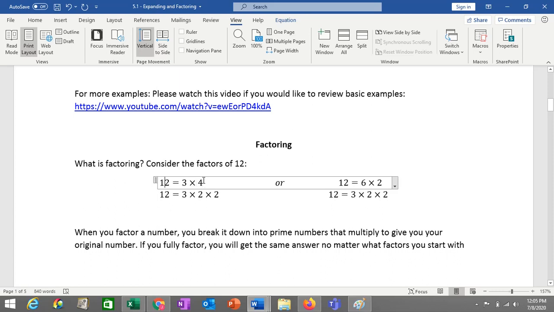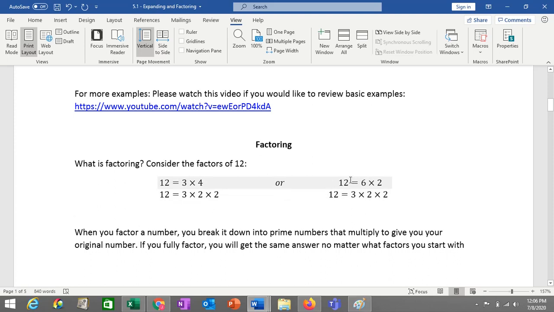But 4 can be further factored, right? So we can say that 12 is equal to 3 times 4, but we can also factor 4 into 2 times 2. So we can get that as 3 times 2 times 2. So 12 fully factored will be 3 times 2 times 2. You could say 12 and 1 are factors, but that's what we call trivial. Every number has itself and 1 as a factor. So 3 times 2 times 2 are the important ones to get to 12.